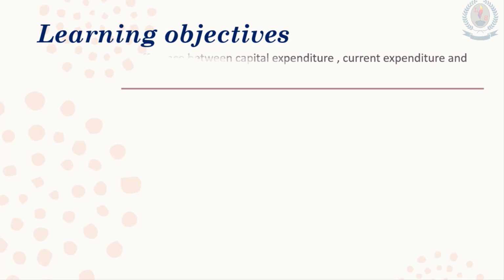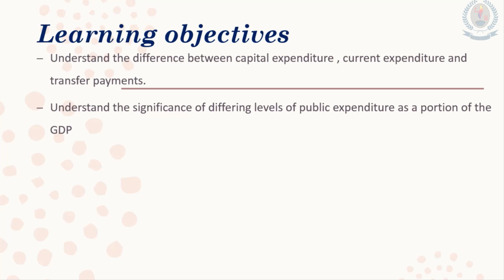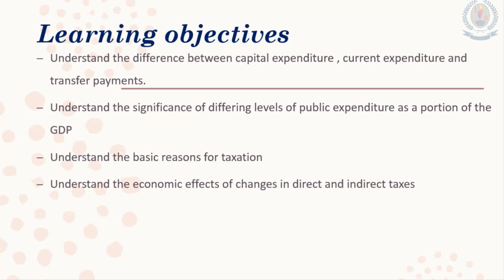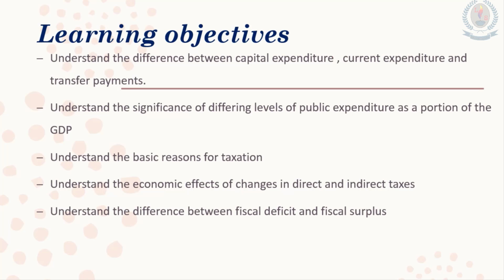Learning objectives. Understand the difference between capital expenditure, current expenditure and transfer payments. Understand the significance of different levels of public expenditure as a portion of the GDP. Understand the basic reasons for taxation. Understand the economic effects of changes in direct and indirect taxes.